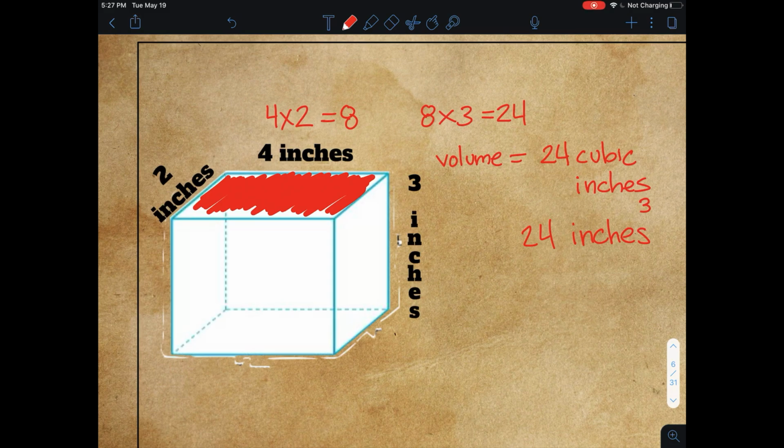It's hard to type an exponent in Google Slides. So really, for this assignment this week, you're just going to have to type it like this. So the volume of this figure right here, this rectangular prism, is 24 cubic inches.